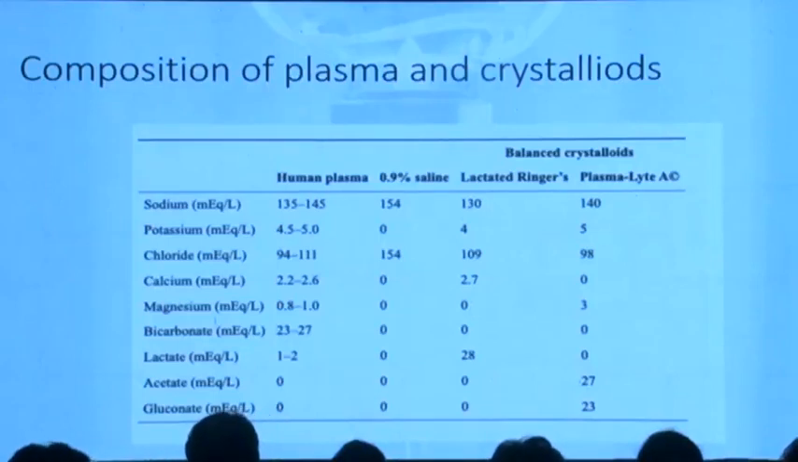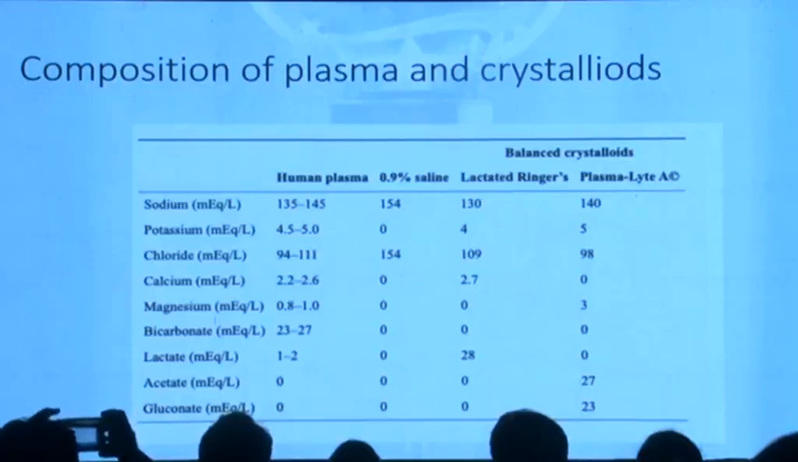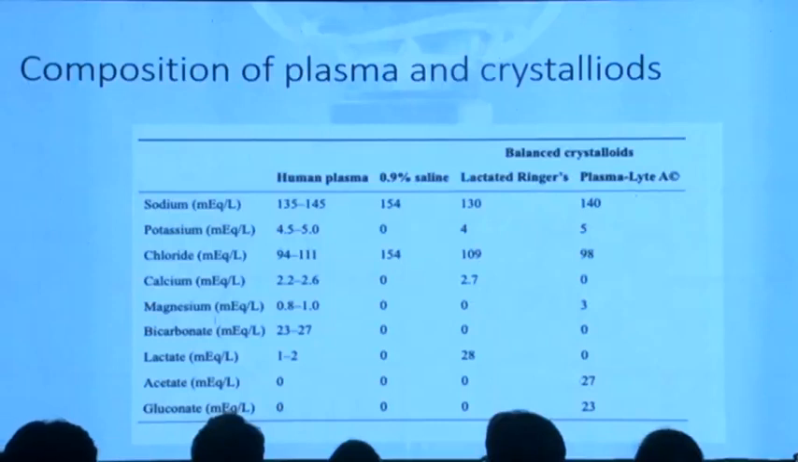These are the normal saline, which we all know contain 154 millimoles of sodium and 154 millimoles of chloride. Now Ringer's lactate is a good fluid, except when your lactates are already high. It is more balanced than NS. But there is a new fluid which is known as Plasma-Lyte.